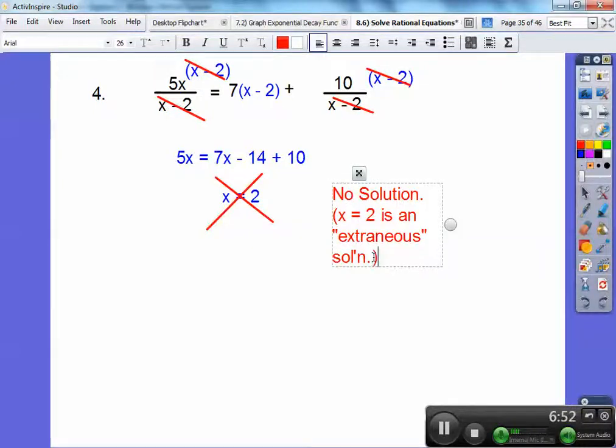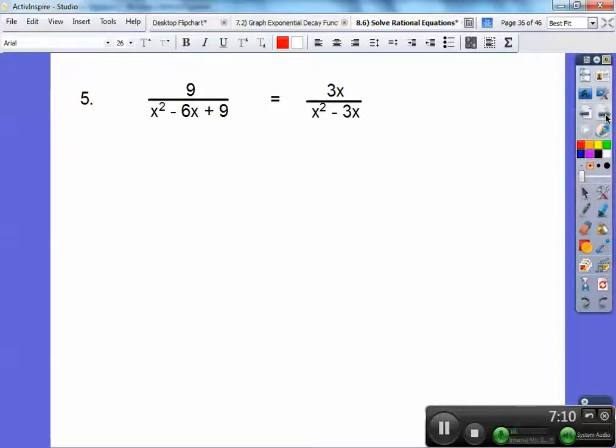I forgot to close those parentheses. All right, you don't need to know it's an extraneous solution. You just know that it doesn't work. And if it is one of the answers, it does work. Extraneous means a false solution, you guys. They're just getting fancy with that name. Okay, but it's no solution because we got x equals 2, and 2 gives me 0 in one of those denominators. Okay, let's try this guy here.